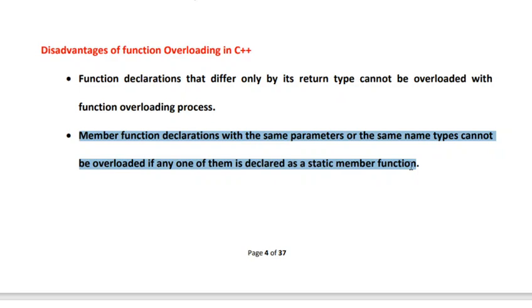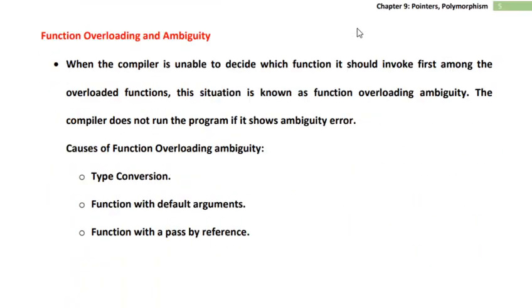overloaded if any one of them is declared as a static member function. Member function declarations with the same name and parameters cannot be overloaded if any one of the members is declared as a static member function. So static member functions cannot be overloaded, and functions with different return types cannot be overloaded. These are the two notable disadvantages of function overloading.